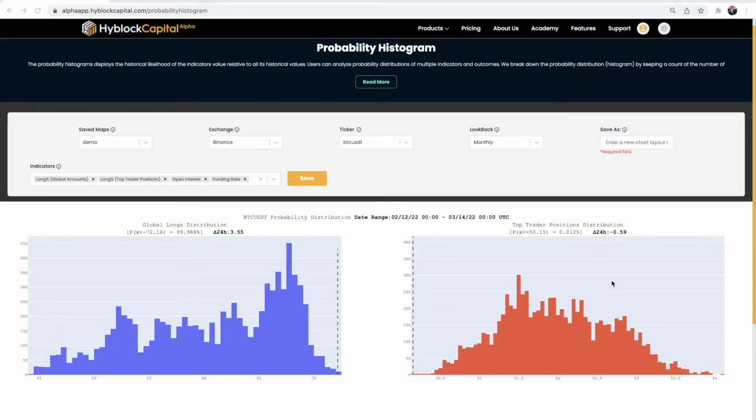If we look at the numbers more closely, we can see that 99.9% of the time over the last month, the top trader long percentage was greater than this value. And for global longs, 99.9% of the time, the value was less than this current value.